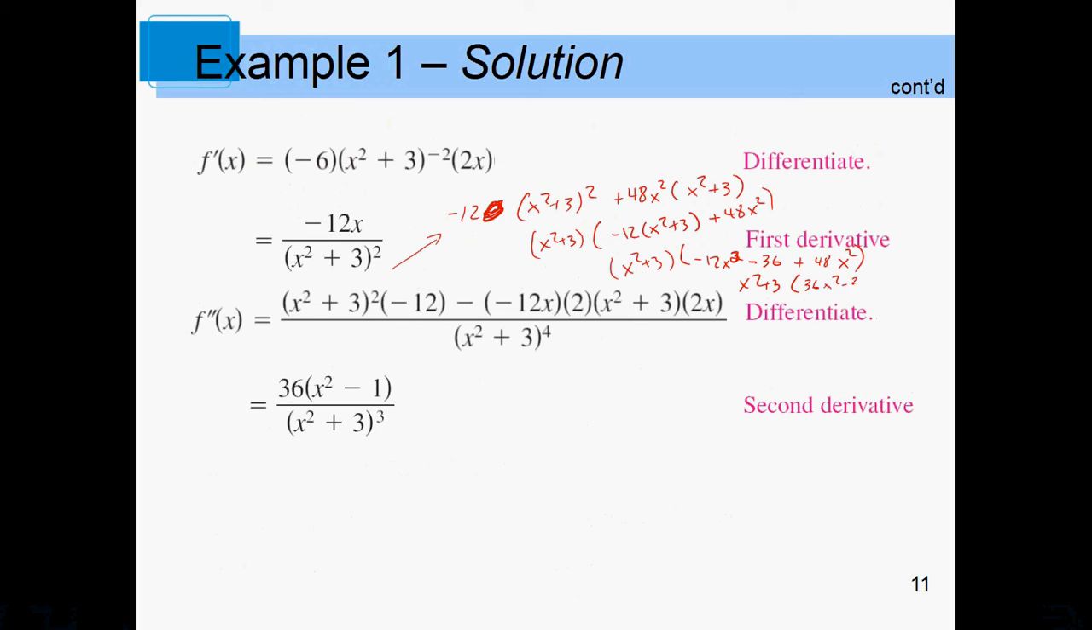36x squared minus 36. The x squared plus 3, one of them will cancel out. That leaves you with just 36 times x squared minus 1. That's where that's from.